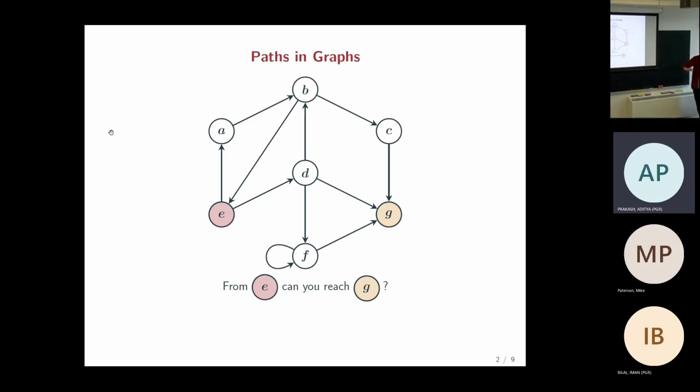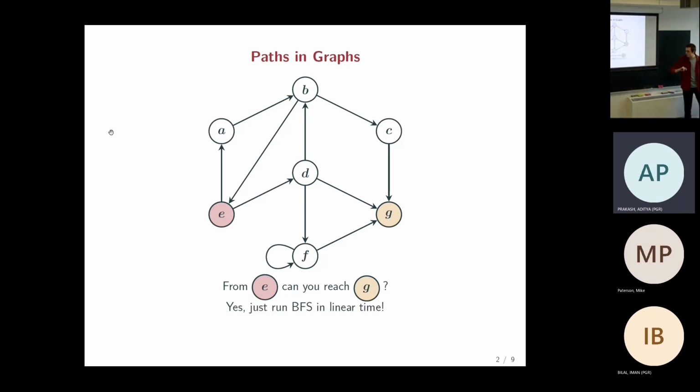So first, I'm going to show an easy problem, and then scale it up to the problem that I study. So first, path in a directed graph. If I ask you from E, can you reach G in this directed graph, then the answer is yes, right? You can just run BFS or DFS and it works in linear time.